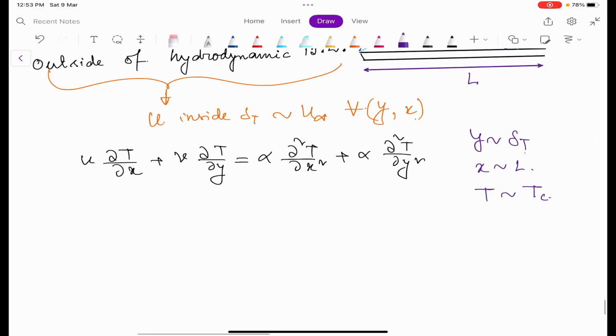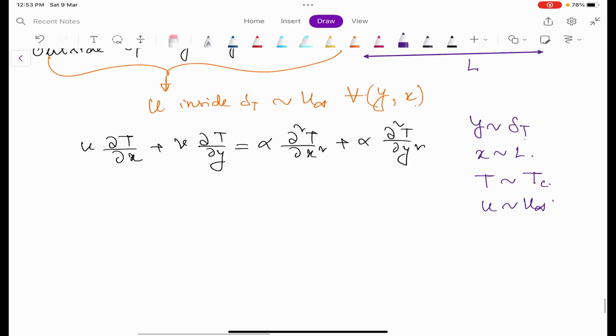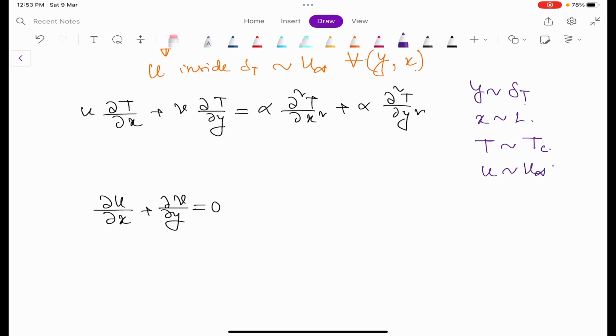And also you will be having u infinity, a scale of u infinity inside the delta t. And we don't know v, but from the continuity equation, let me write it here: del u del x plus del v del y equals 0. So if I write u infinity by L is of the order of some characteristic velocity Vc by delta t, then Vc will be of the order of u infinity delta t by L.